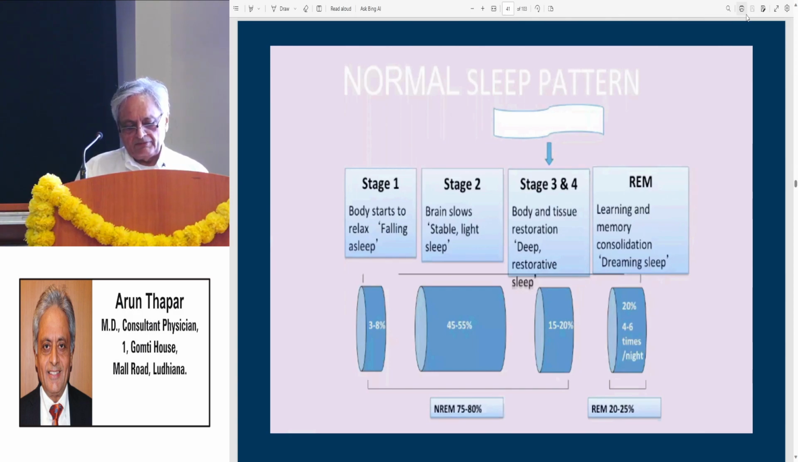In stage 1, the body starts to relax and you start sleeping. In stage 2, the brain slows down, stable light sleep is there. You know what's happening around you. Somebody is opening a door, somebody is opening the cupboard, somebody has come, some bell is there. You are in stage 2. For stage 3 and 4, the body tissue restoration takes place. It's called a deep restorative sleep. And the last is REM sleep. It's where learning and memory consolidation takes place. We call it a dreaming sleep.